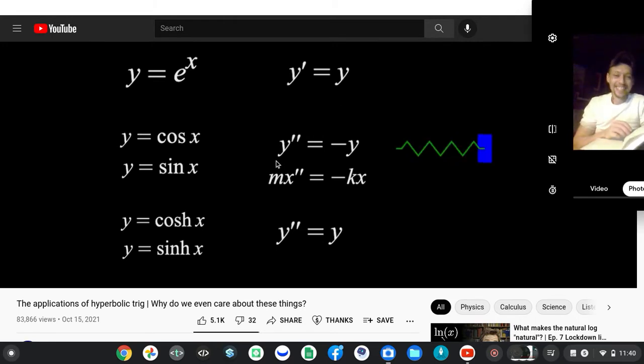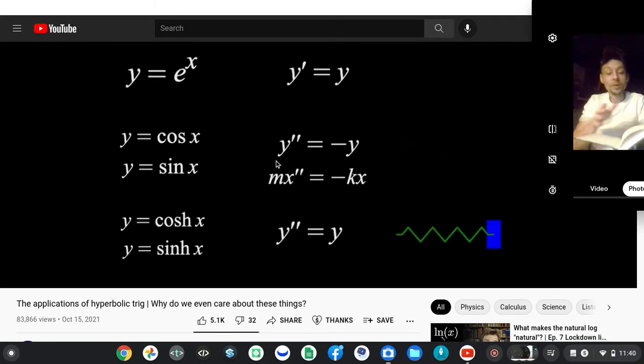However, if somehow we had a spring which did the opposite, like when you pulled it to the right, the spring applied force to the right again, the magnitude of force is the same, that's kx, but the direction is different. It will cause the block to accelerate to the right forever, and that makes it different.